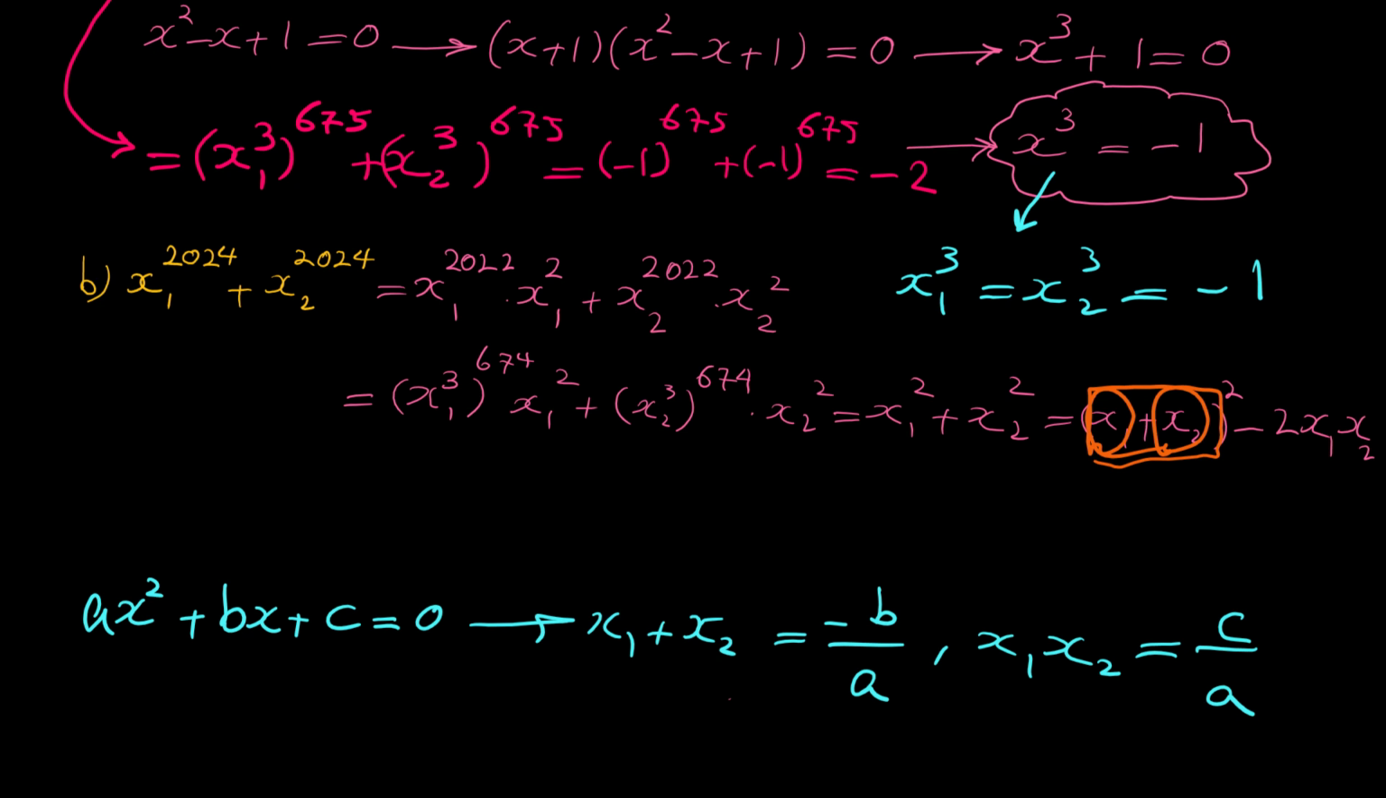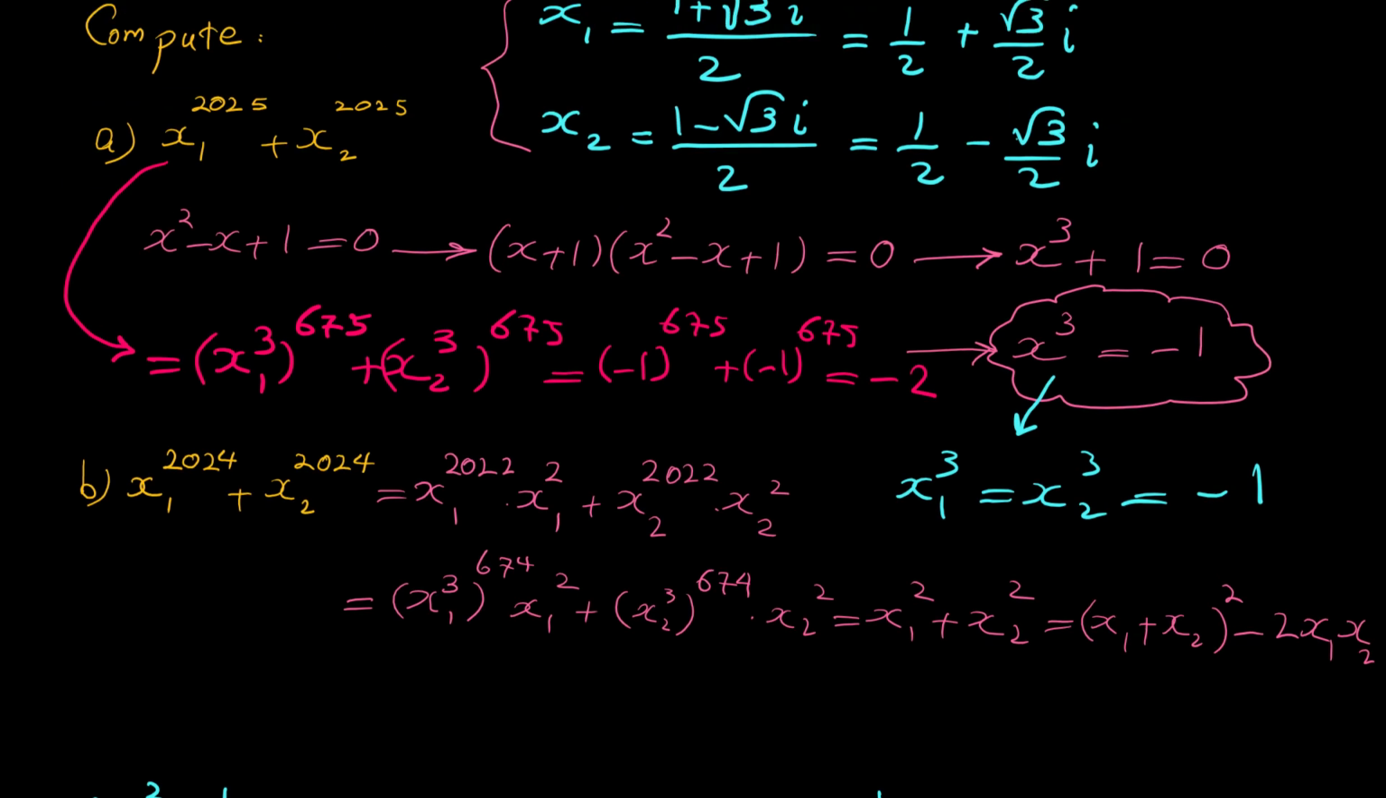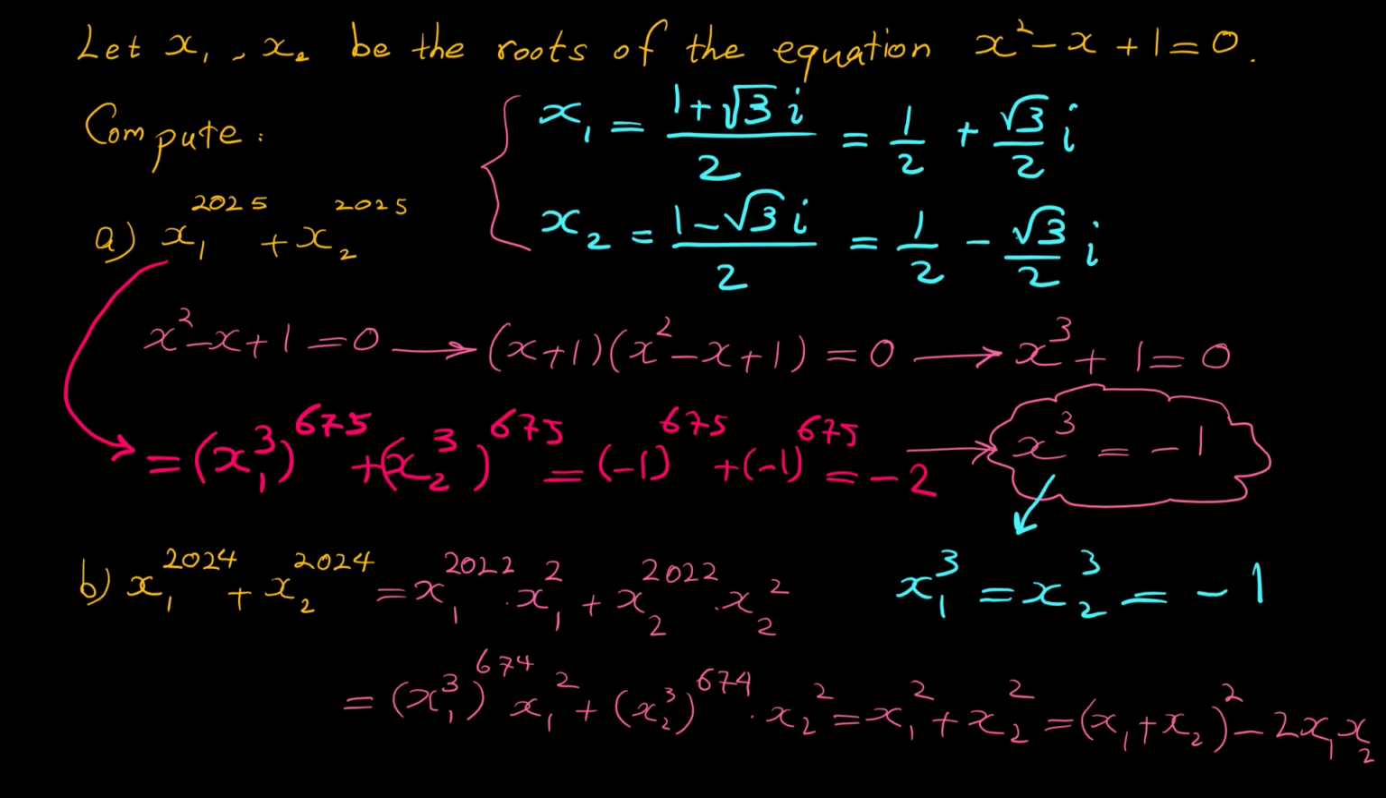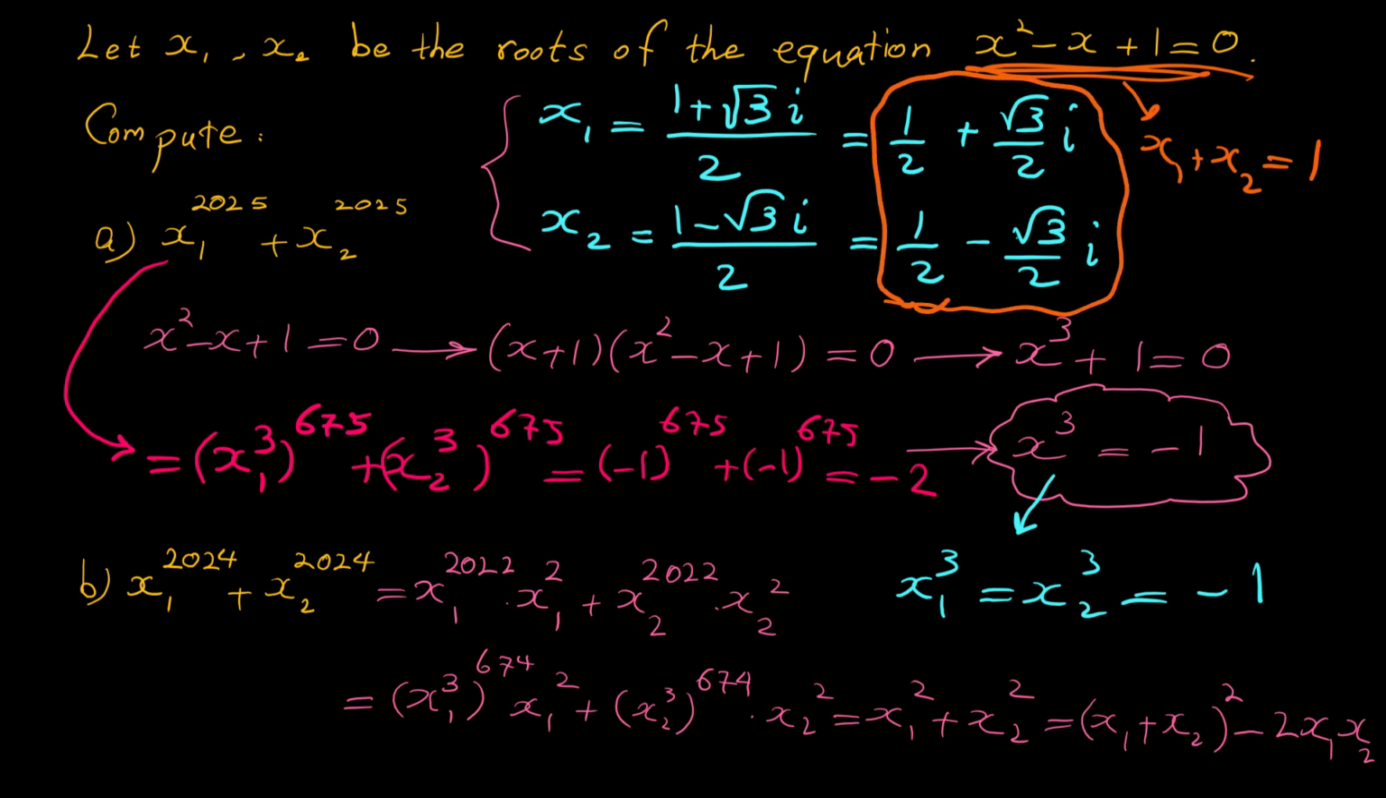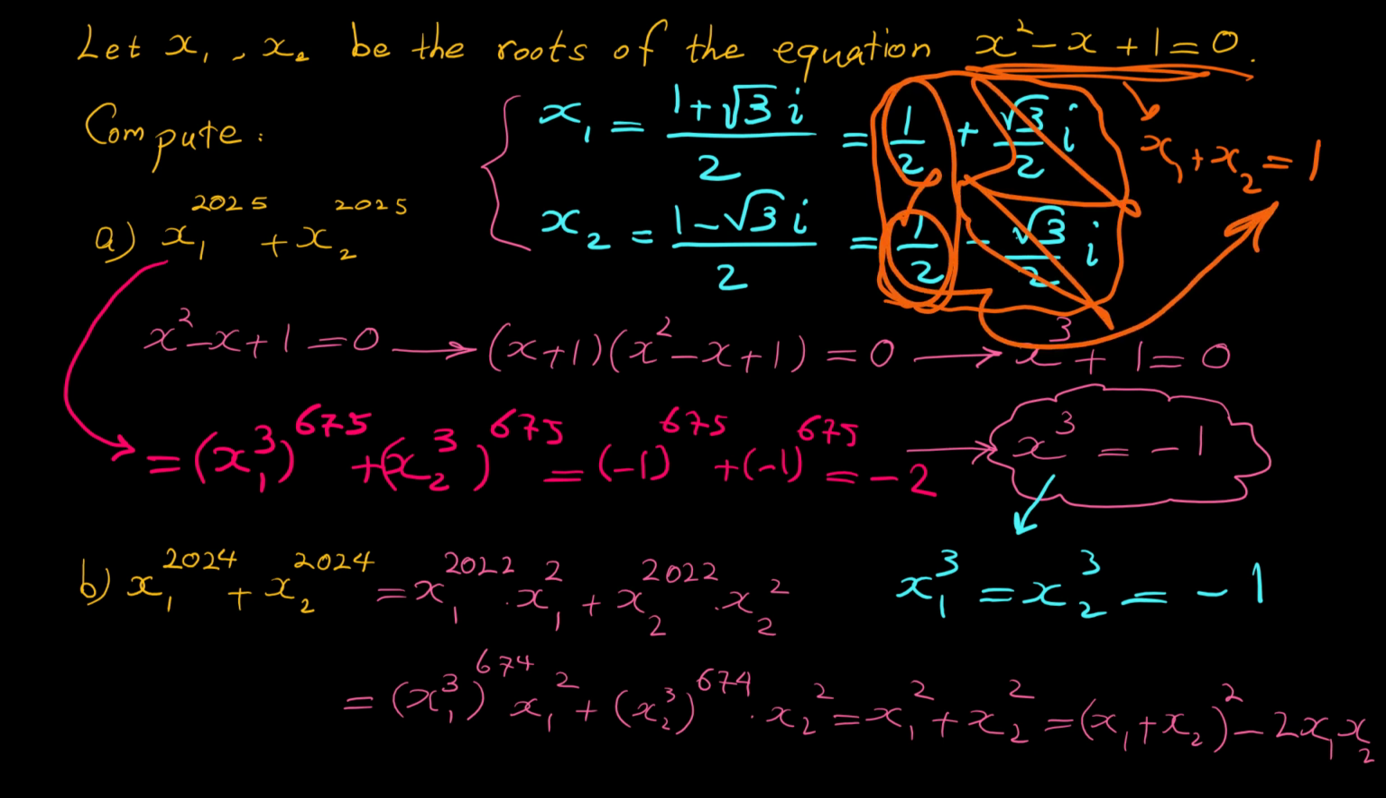If we use this fact here, let's see what we have. From this equation, the sum of the roots x1 plus x2 equals negative b over a. b is negative 1, so negative of negative 1 is 1, over 1 is 1. So the sum of the roots is 1. And you can check this here. If you add these two roots to each other, this cancels with this. 1/2 plus 1/2 is 1.